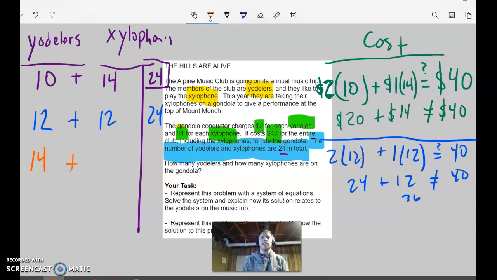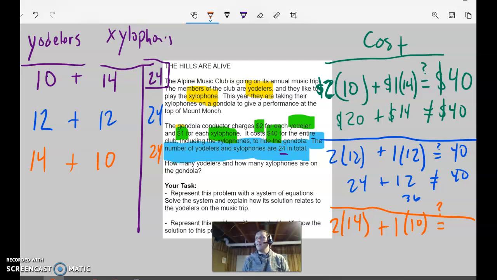So if there's 14 of these, how do I get to 24? Oh, it'd be 10 xylophones. So 14 yodelers, 10 xylophones. And I do the same math, right? $2 times 14 yodelers plus $1 times 10 xylophones. Does that equal 40? Did you do it that same way? All right. That's 28 plus 10. Nope, that's 38. That doesn't equal 40.